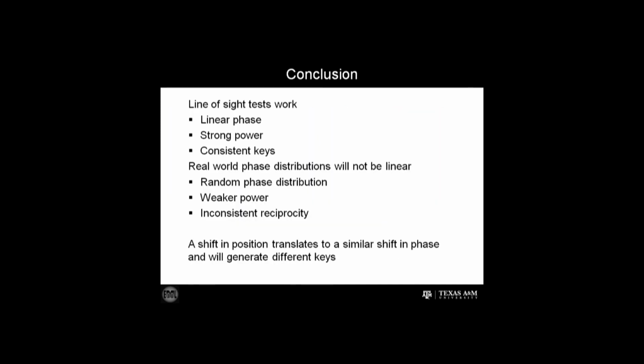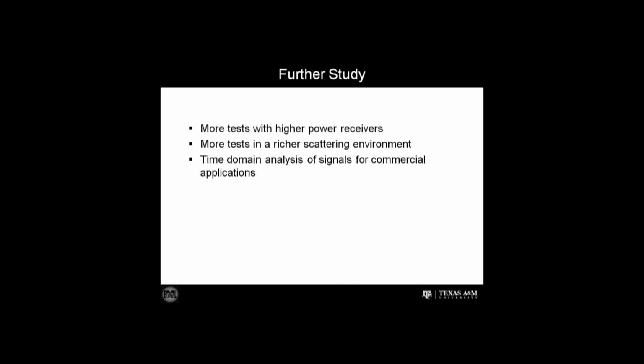In conclusion, we determined that the line of sight tests work under current experiment limitations, and that this key generation algorithm is feasible. The line of sight tests give us linear phase distributions, but with consistent keys and higher power. It also shows that at two different positions, two different keys will be generated. Now, real-world phase distributions in rich scattering environments will not be linear, but under our current setup, we could not increase the power to generate the reciprocity needed in this algorithm. For further study, power needs to be increased with a richer scattering environment to simulate real-world applications. Also, time domain analysis of signals can be used for more commercial applications rather than the frequency domain analysis done in our experiments.